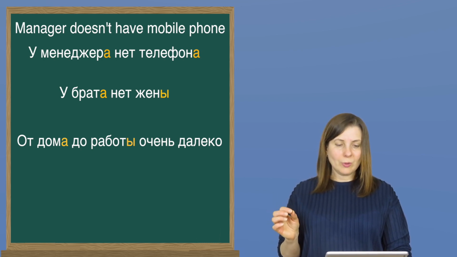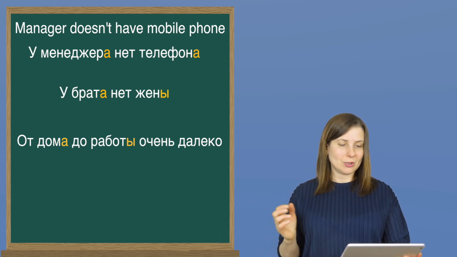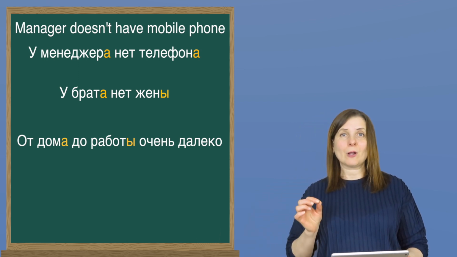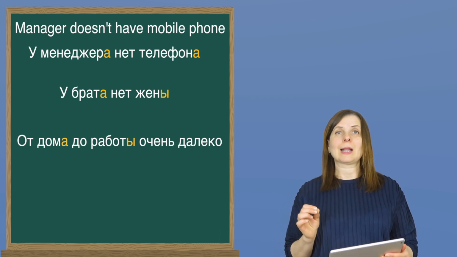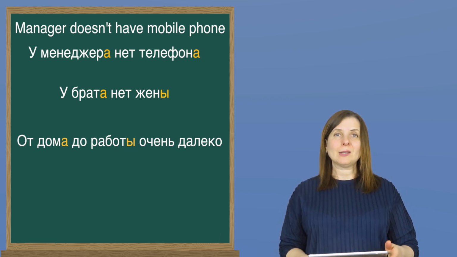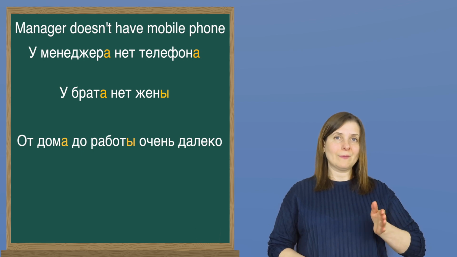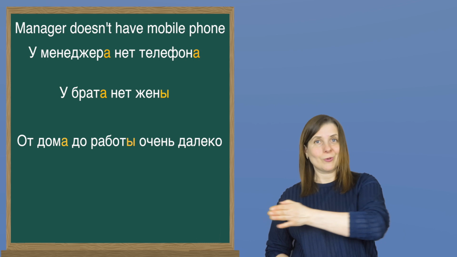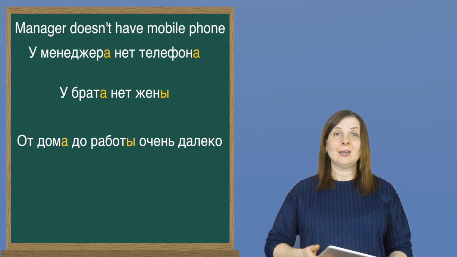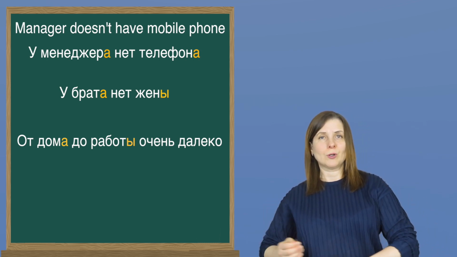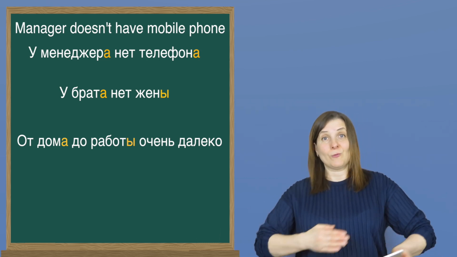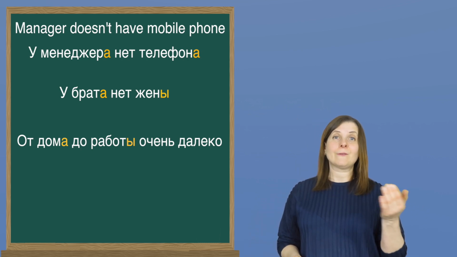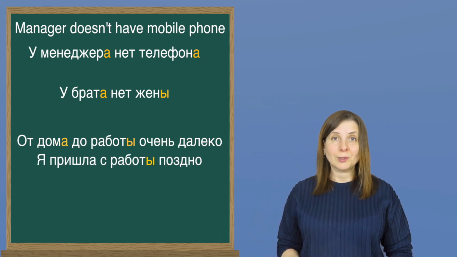I came from work late. Я пришла, I came from work, с работы. You cannot say от работы. От is when you show from this to this, and you are talking maybe about the distance. So from school to work, from this house to this house. So from this point to this point. От, до. But here, if I came from work, я пришла с работы.